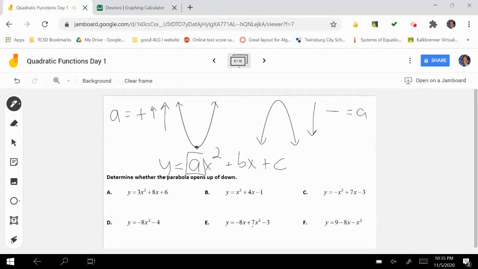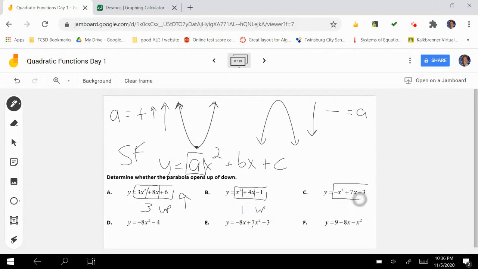So again, don't forget to put it in SF. What does SF stand for? Standard form. So if I look here, is this in standard form? Bada bing, bada boom, it is. So this A value is 3. Is 3 positive or negative? It's positive, so this is going to be pointing up. And by up, it has those arrows going up, right? So this is up. B, is this in standard form? X squared plus 4x minus 1, yep. What's x squared's coefficient is 1, so that's positive, so that's also going up.